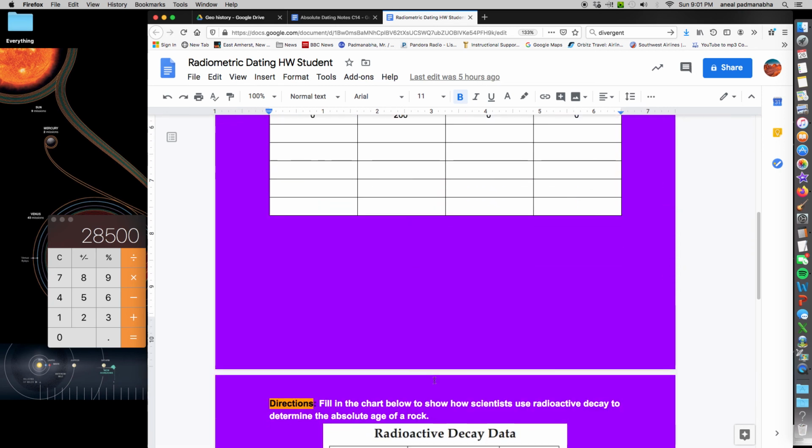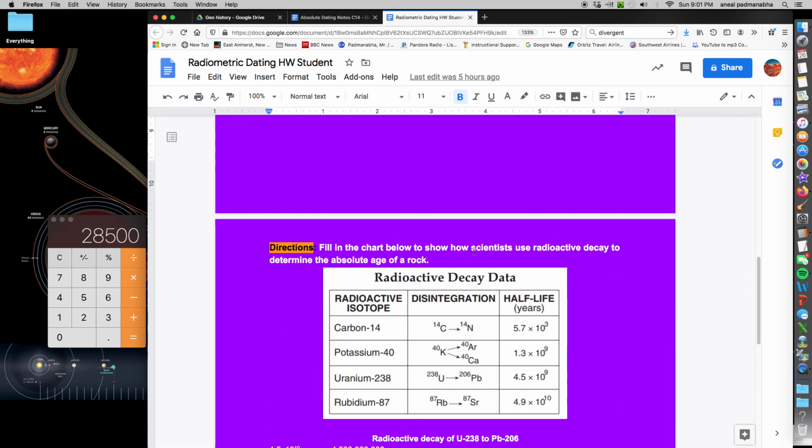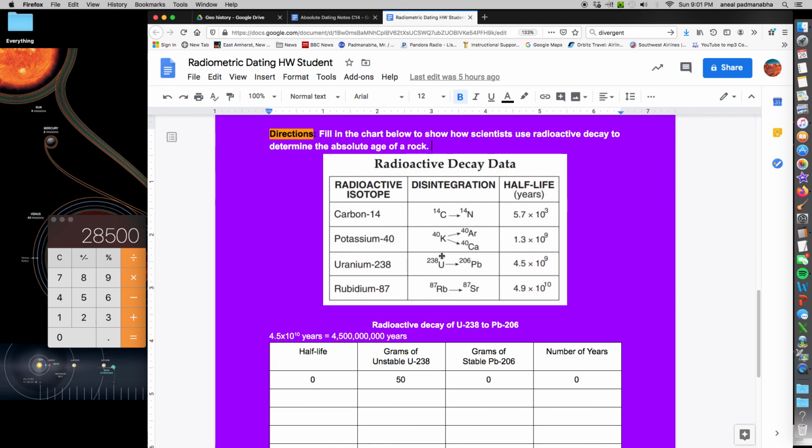Then you go down to the second page, directions: fill in the chart below to show how scientists use radioactive decay to determine the absolute age of a rock. And then you look at this diagram right here. This one, you're actually looking at uranium-238 to lead-206. So uranium-238 to lead-206. So 4.5 times 10 to the, we have a boo-boo right there, make that a 9, is actually going to be 4,500,000,000 years old for that one.